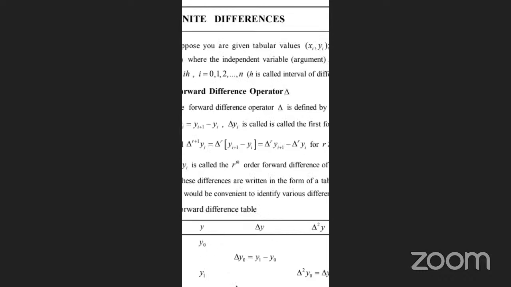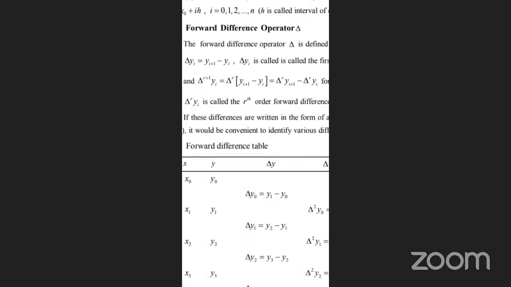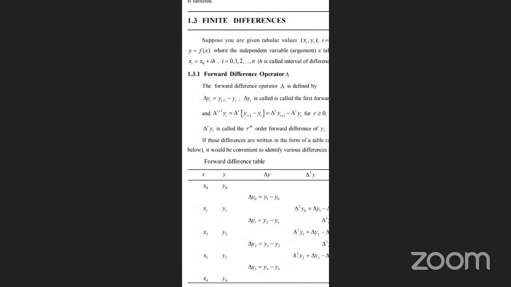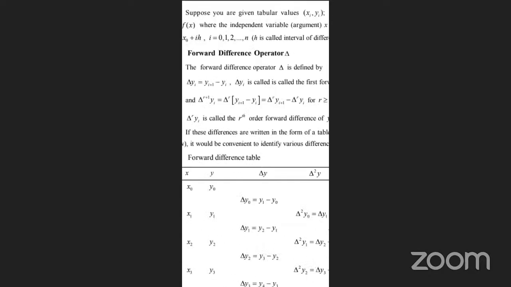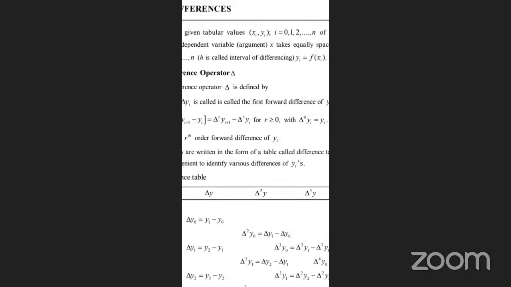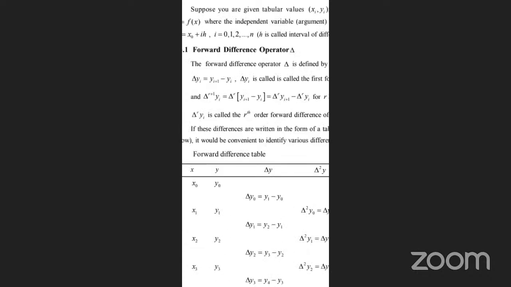So what do the forward differences mean? We take Δ^(r+1) y_i = Δ^r y_(i+1) − Δ^r y_i, for r greater than 0, and Δ^0 y_i = y_i. Δ^r y_i is called the r-th forward difference of y_i. The differences are written in the formal difference table. So we can take that condition here: Δ^(r+1) y_i = Δ^r y_(i+1) − Δ^r y_i.